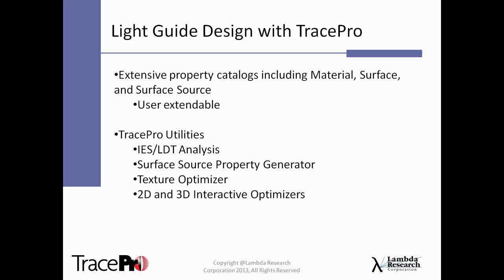And we also have the TracePro utilities. These are things like our IES, LDT, or LUMDAT analysis utility that I mentioned earlier, which allows you to create user configurable lighting reports. Our surface source property generator utility allows you to make a new surface source property from graphs such as the spectrum and the angular distribution graph you might find, say, on an LED datasheet. We have a texture optimizer. This allows you to optimize the texture, say, on a backlight for a computer screen. You can optimize the distribution of that texture to provide uniform illumination towards the viewer. And then we have our 2D and 3D interactive optimizers.